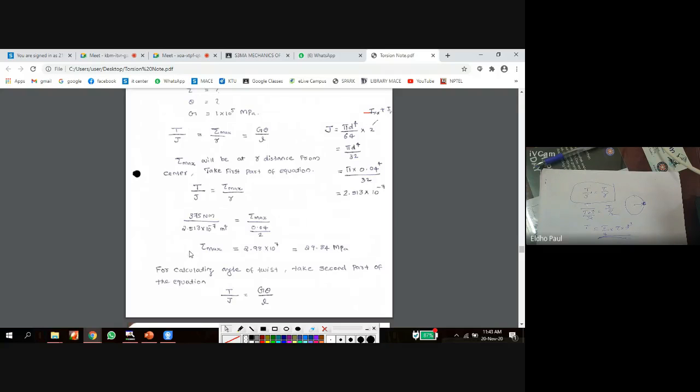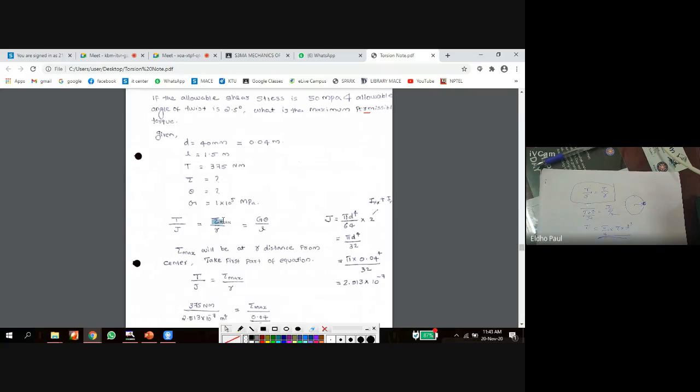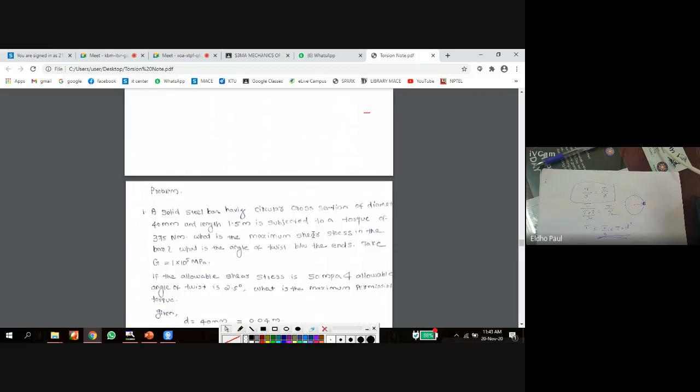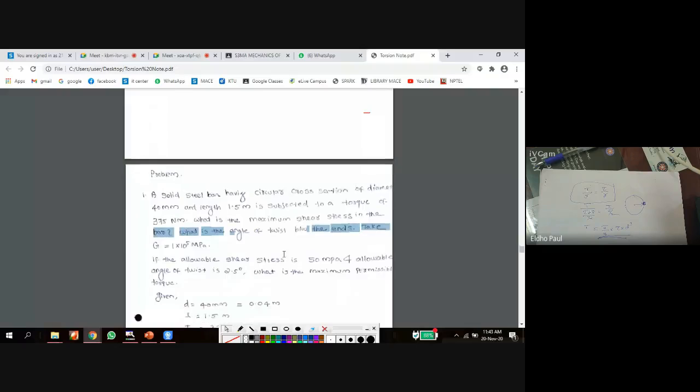So here tau maximum is the question. The corresponding radius will be the radius of the shaft, the distance from the center to the outer surface, R. Take the first part of the equation. We have all the data, substitute, and we can calculate tau max. The second part of the question is to calculate the angular twist between the ends. For that, take the second part.